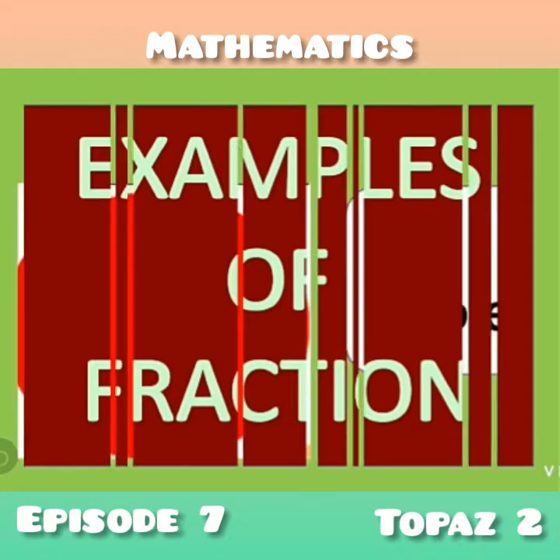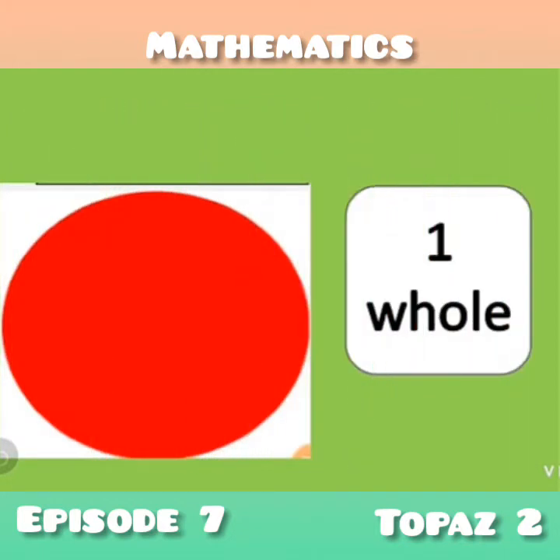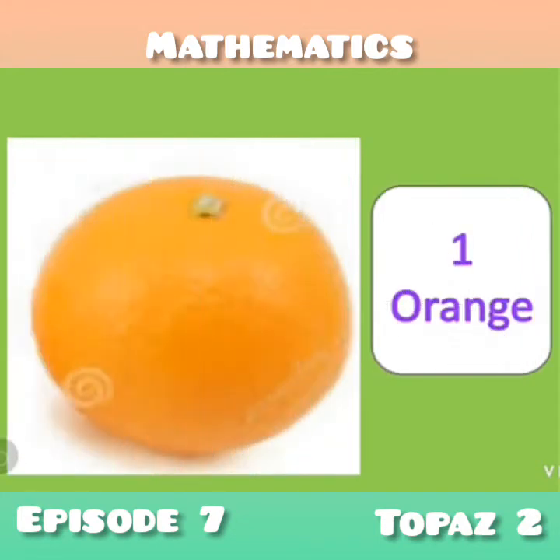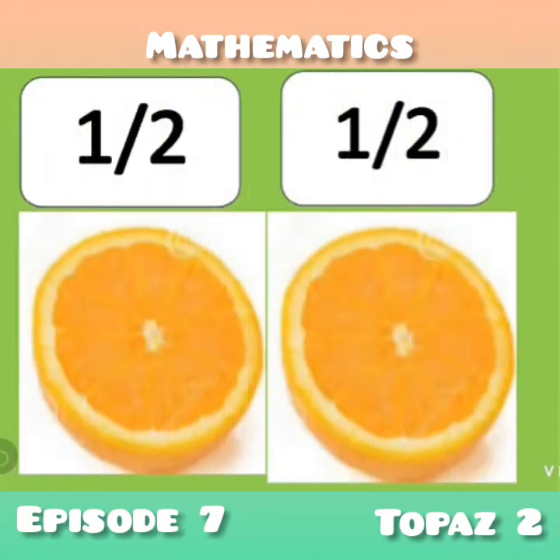Examples of fraction: we have one whole. Look at an orange. One orange. Yes, here comes our lesson. What's our topic? Fraction. You see, one whole orange has been divided into two parts. That is fraction. One side is half and the other side is half.